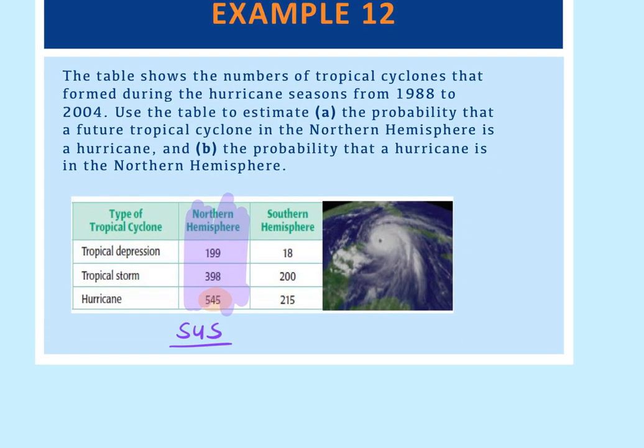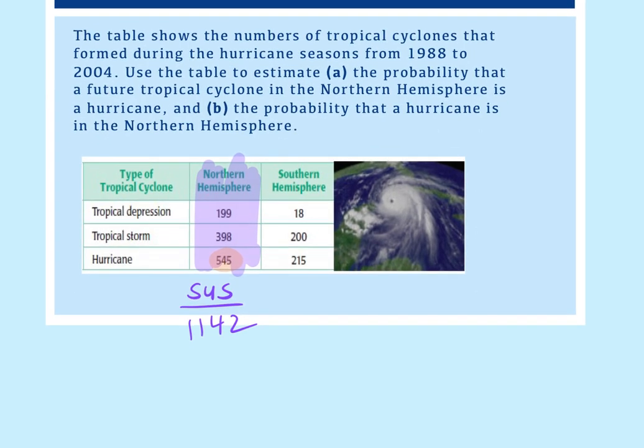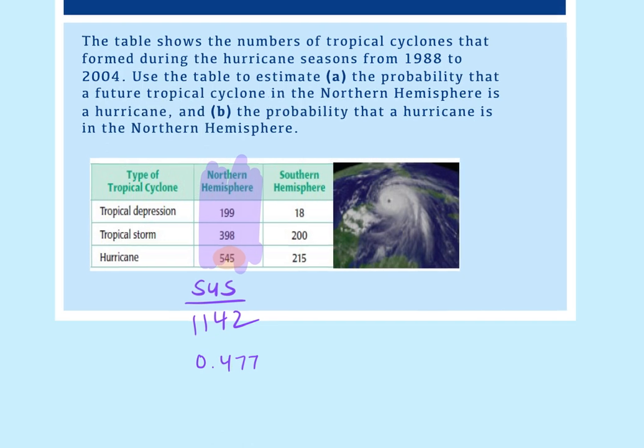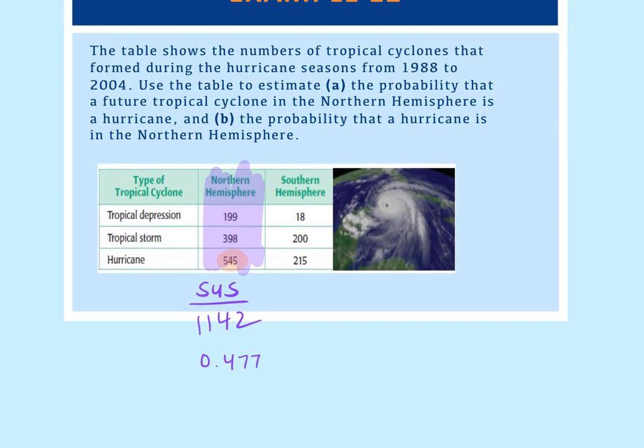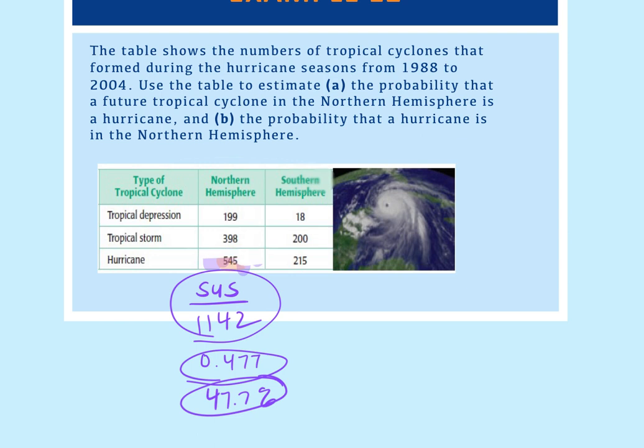199 plus 398 plus 545 is 1,142. These will usually be answered in decimal form or in a percent. If it's in decimal, it's 0.0477. If it was in percent, it'd be 47.7%. So I believe this question, you'll see it on your WebAssign as to what format it wants the answer in. B says the probability that the hurricane is in the northern hemisphere. So now we want it to be a hurricane, and we want it to be in the northern hemisphere.